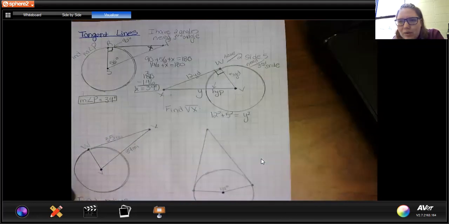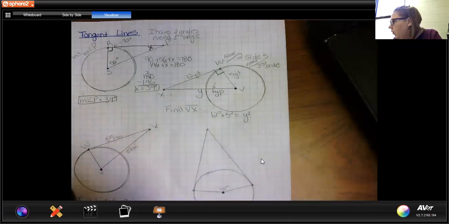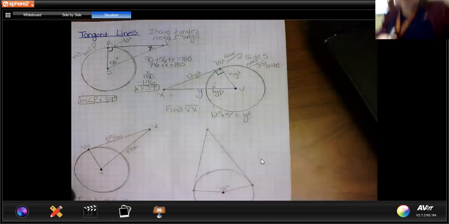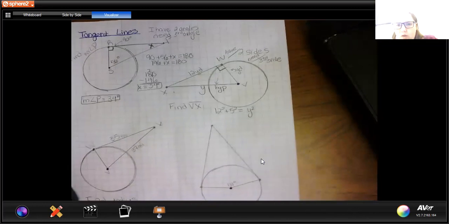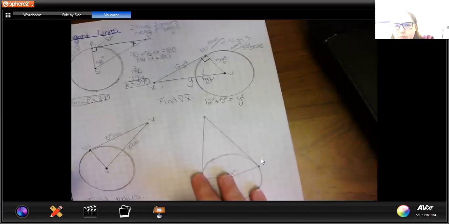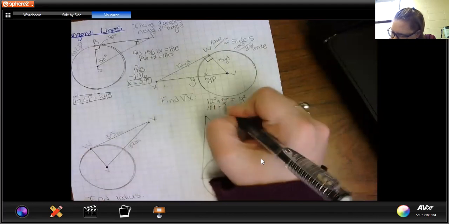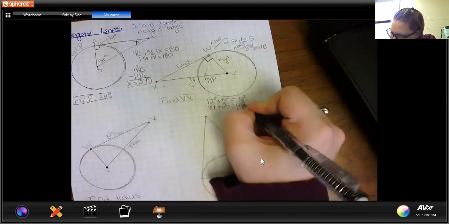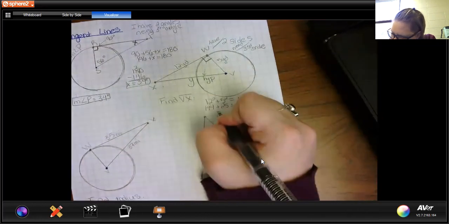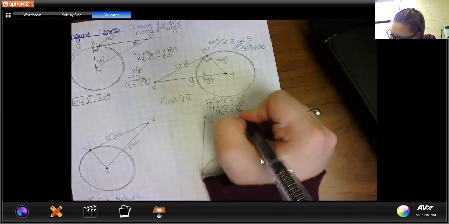A calculator will be your best friend at this point. I wanted to make sure to have a calculator, but apparently I didn't grab one. So I'll do this by hand.